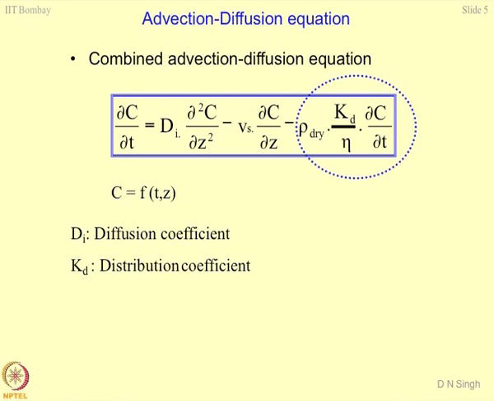So, if I ask you a question, in a broad sense, what does this term correspond to, Di into del square C by del Z square, Srinivas, what would this term be? This is diffusive contaminant transport. What about this term? Del C by del Z into Vs, advective contaminant transport. What about this thing which I have encircled? This is the retardation of the porous media.